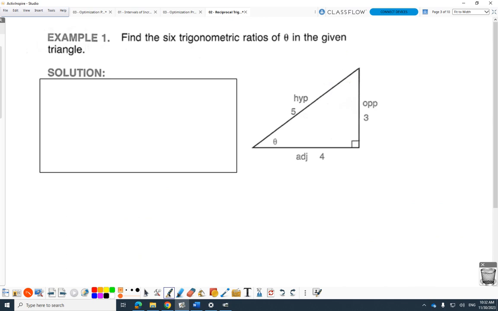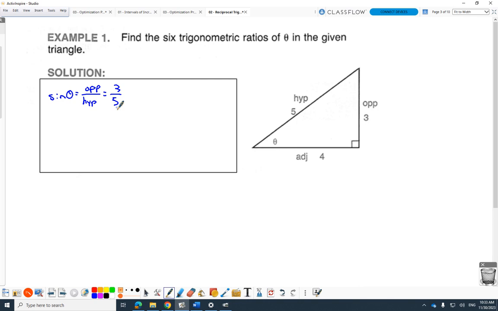So this one says find the 6 trig ratios for the given triangle. So the idea is I'm going to go sine theta equals opposite over hypotenuse, which is 3 over 5. I hope that's okay. I hope you're like, yep, that's good. I can do that. They're not asking to find out the angle. They just said find sine of theta, and that's 3 over 5.